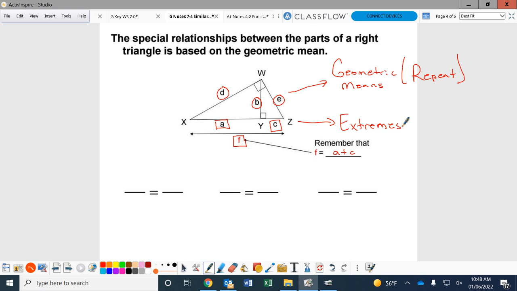Those are going to be your first and last one. Okay, I'm going to do this by colors. Tell me if you have a question or concern as we go through. I'm going to start with the green for the one in the middle. The one in the middle is the easiest one to do. This one right here. This is the geometric mean, so it repeats here and here. B and B. It is the geometric mean between the two pieces of this line that are at the bottom that it connects to. What are these two pieces? What and what? A and C. That's it. There's your relationship. B is the geometric mean between A and C.